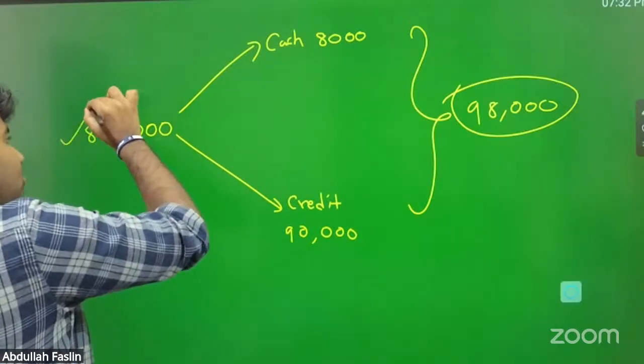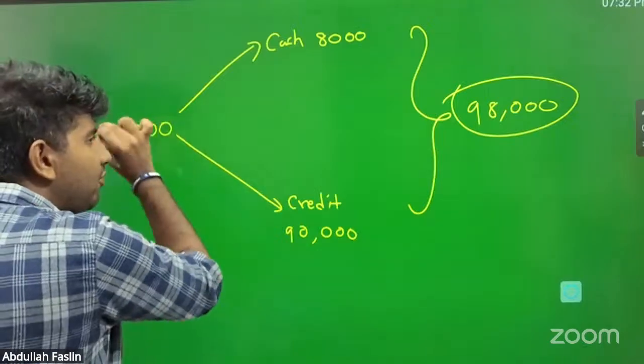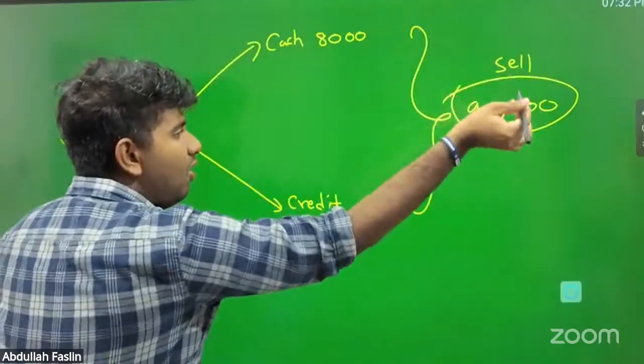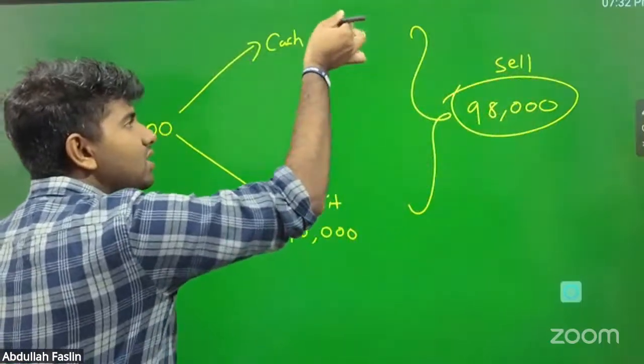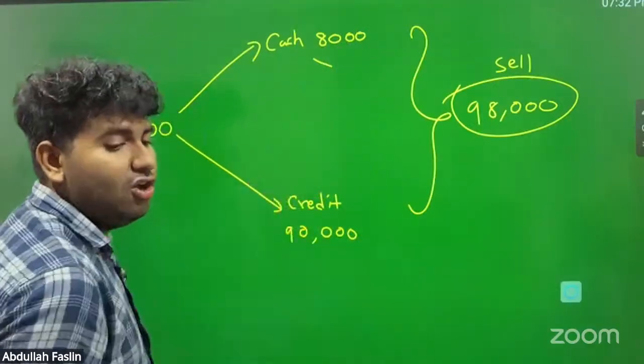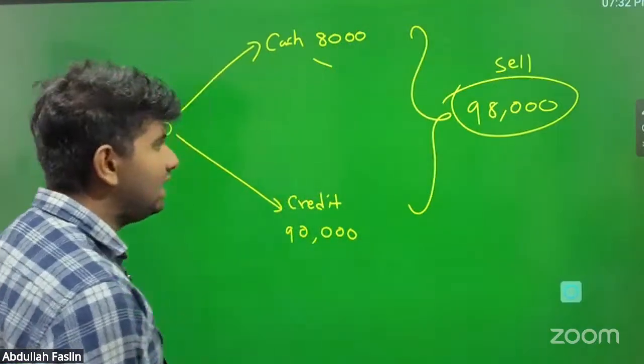I have 80,000 worth of item. Out of that item, I am selling it for 98,000. Out of 98,000, 8,000 I am selling on cash, which means on credit I am selling for 90,000. Did you understand the meaning?